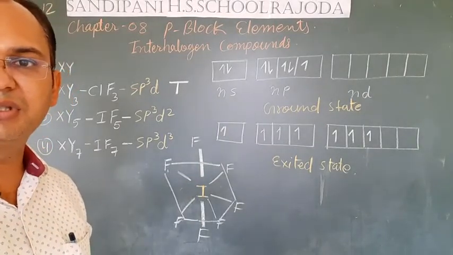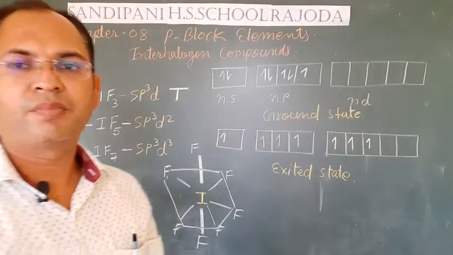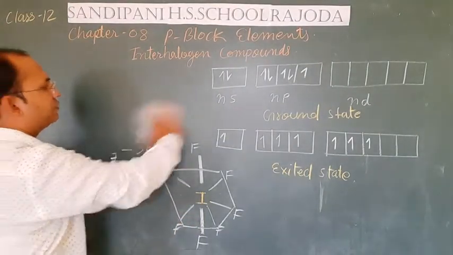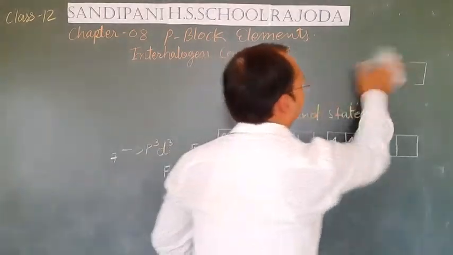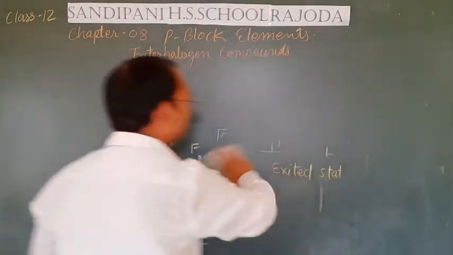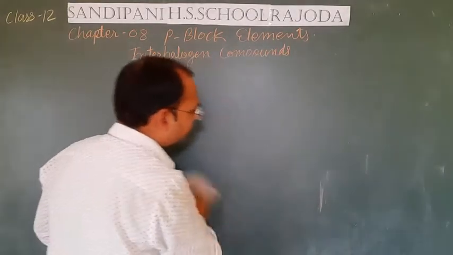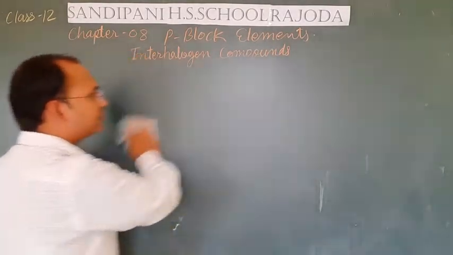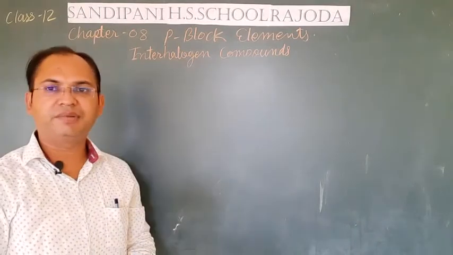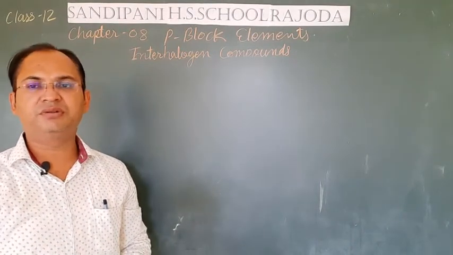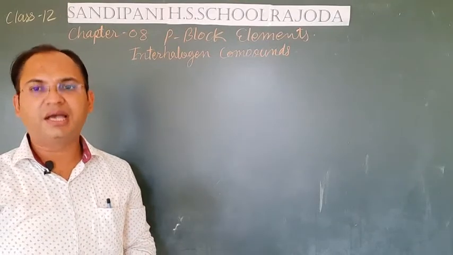So students, these are the major types of structures in the binary interhalogen compounds, 4 types. Next, students, are the oxo acids of the halogens. Only fluorine makes a single oxo acid, and the rest of the members make many oxo acids, combining with hydrogen and oxygen. Let's see their main types of oxo acids and their strength.